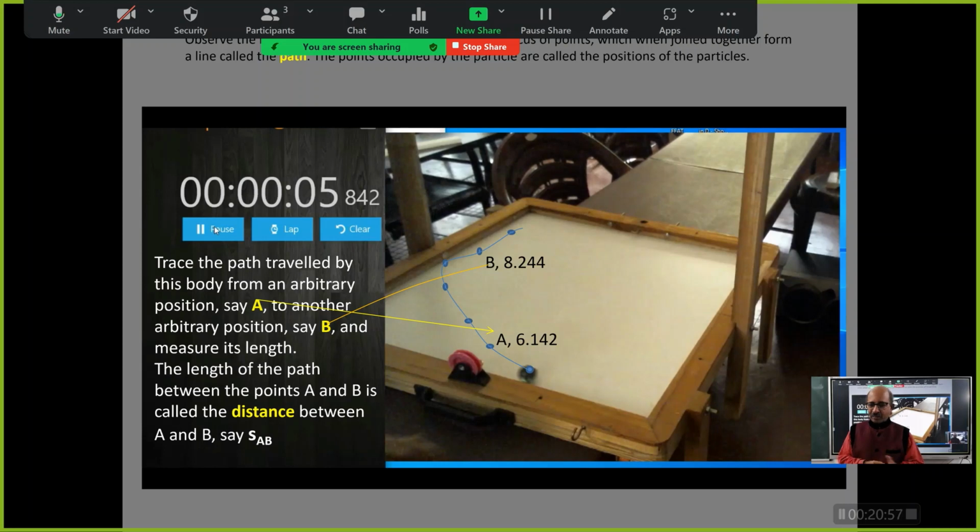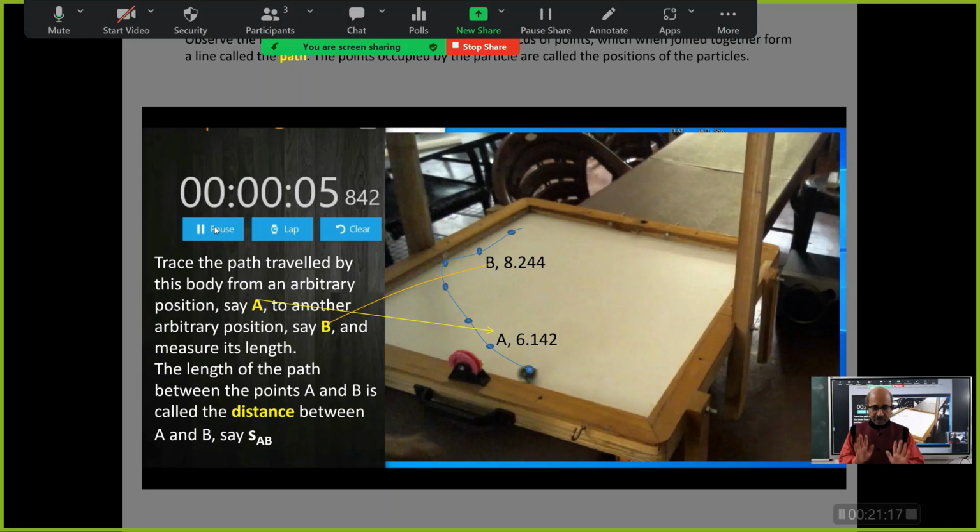So what did you measure by this process? The length of the path. The length of the path traveled by the body from A to B. Got it? And this measurement gives you what? It gives you the concept of distance. The distance from A to B is the length of the path traveled by the body. Have I made myself clear?